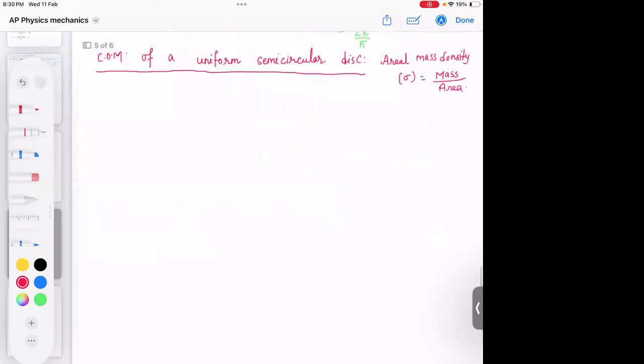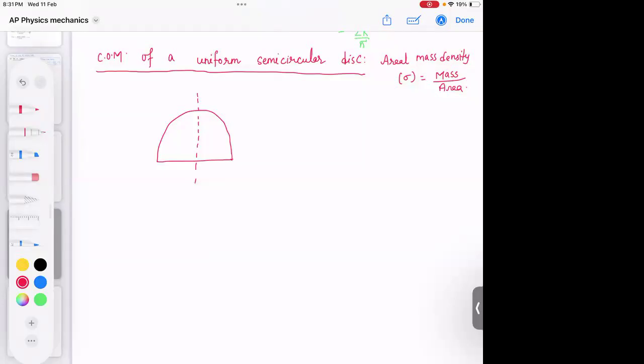So if I give you a semicircular disk like this, find the center of mass of this one. Where will it come? It will come at 4r by 3 pi, where r is the radius of the semicircular disk. Please calculate it and check it. Is it coming or not? Just take 2 minutes.